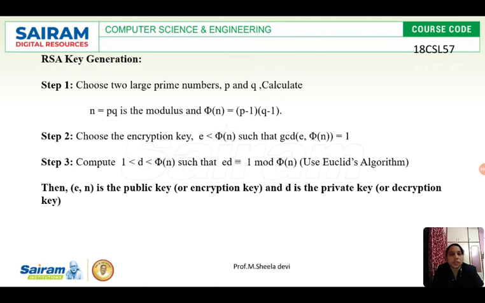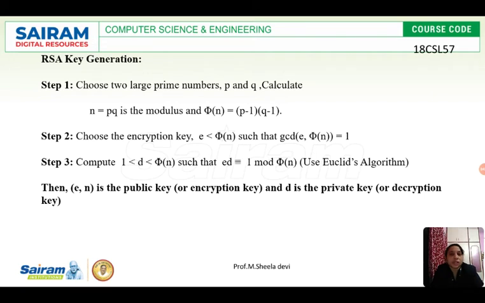Next, choose the encryption key, that is, select the value E. It should be less than phi of n such that GCD of E comma phi of n is equal to 1. The greatest common divisor of the two numbers should be only 1. There should be only one common divisor, and that should be 1, between the two values E and phi of n. That value should be selected as E.